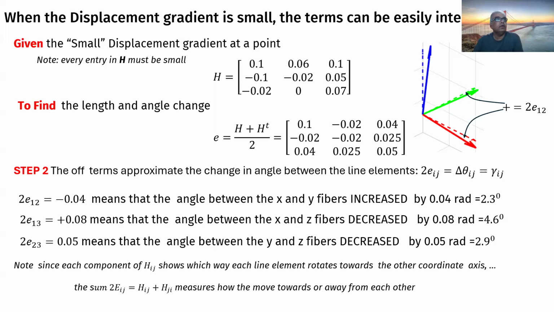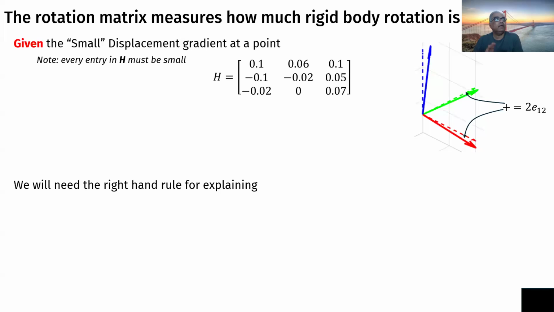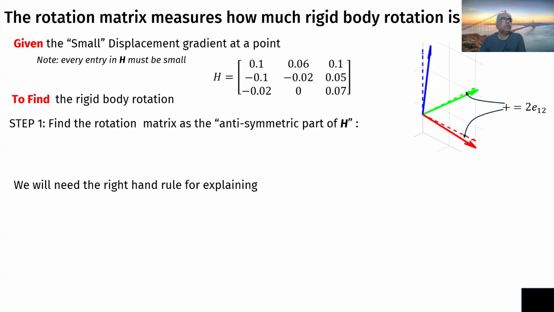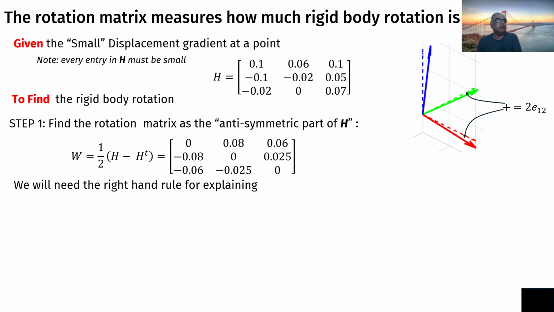Okay. Very good. So now that we did that, we now need to do the rotation matrix. So I'm given the small deformation matrix. We will need the right hand rule for explaining all of these things. I'll show you what I mean. We want to find the rigid body rotation. So we first do the anti-symmetric part of H now. We did the symmetric part previously. Now we do the anti-symmetric part. What we mean is H minus H transpose.